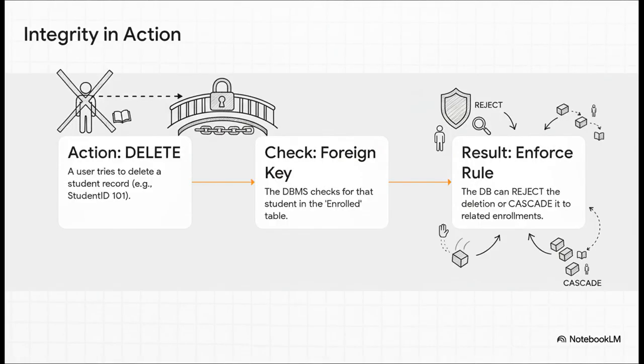So, for example, what happens if we try to delete a student? Well, the database looks across that bridge, and we get to define the rules. We can tell it to just reject the deletion to prevent having these orphaned enrollment records, or we can tell it to cascade the change, which would automatically remove all the enrollments for that student, keeping everything neat and consistent.